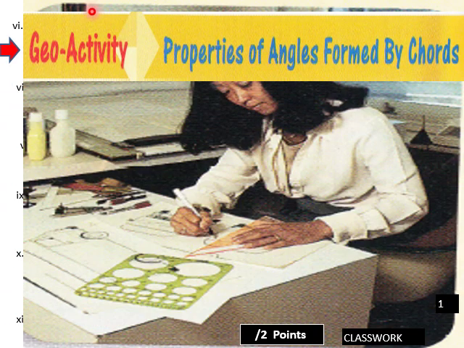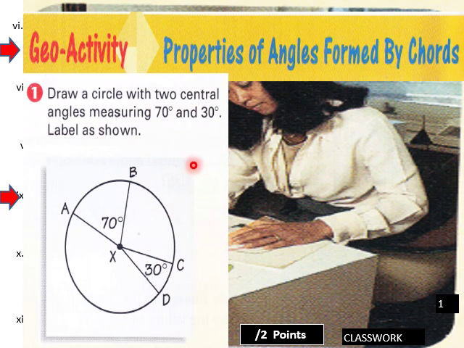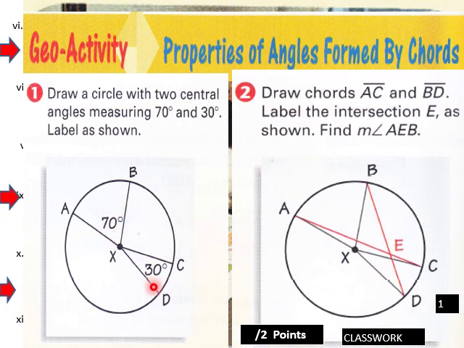We're going to go into a geometry activity here: Properties of angles formed by chords. So we have this situation here. Draw a circle with 2 central angles measuring 70 degrees. We got a 70-degree angle here and then a 30-degree angle here, and then label them like this. So I'm going to make you draw this circle. You get out your compass or whatever, sketch it, and then come up with a 70-degree angle. If you want to use a protractor, that'd be cool. Use a 70-degree angle here and a 30-degree angle there.